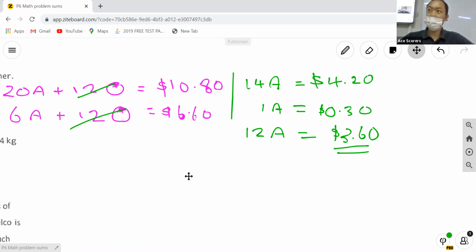You mean mental sum, is it? Yeah. You know why I know? Because I buy a lot of sweets before. 30 cents, right? Each one 30 cents, then 14 will be 420.